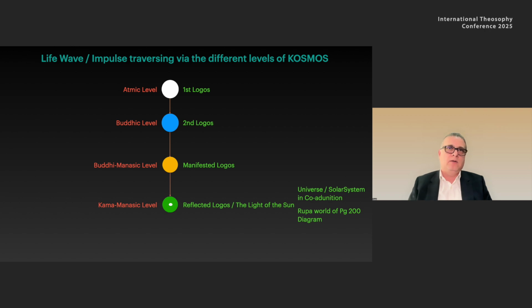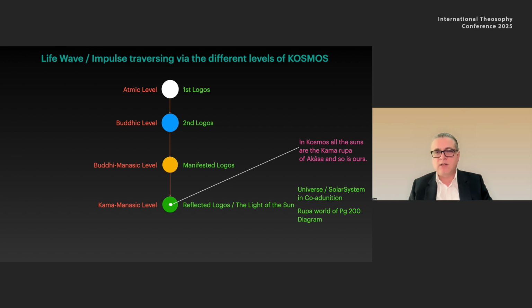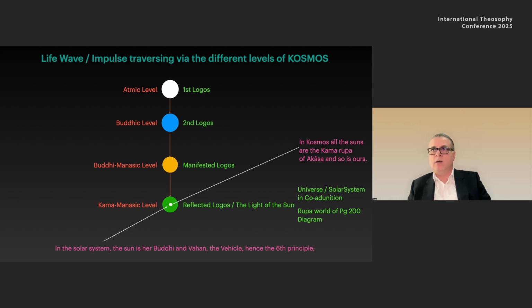Now, if we take this a level further, and see the flow of the life wave of the sun at the cosmic level, we will see it visualized as here. We can observe that with respect to Akasha in our solar system, the sun is her buddhi and vahana, the vehicle, hence the sixth principle. However, at the level of cosmos, it is the Kamarupa. We need to note that every logos is again sevenfold. In one sense, it is in fact only one logos being expressed in various states: the unmanifested state, which moves on to the manifesting state, and then to the manifested state, and so on.